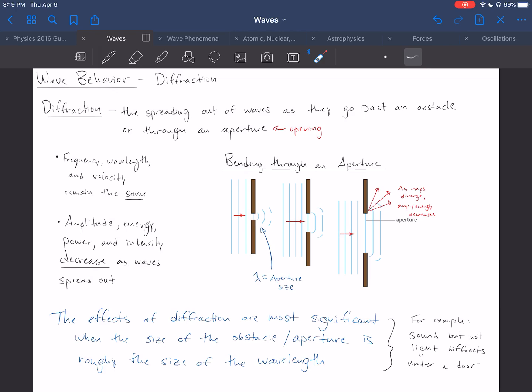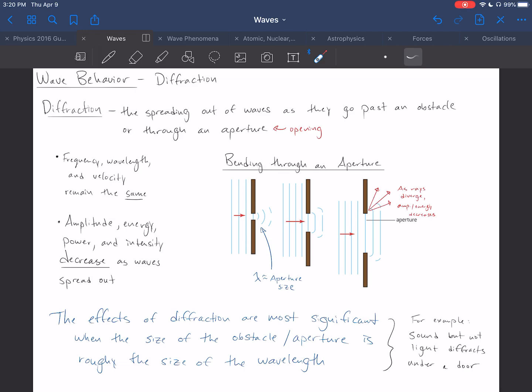fundamentally pretty important. This is how, for example, if you are standing outside the physics classroom, I can hear you loud and clear because those waves diffract around that particular boundary. We see diffraction with water waves and with light as well, as we'll see a little bit later on.